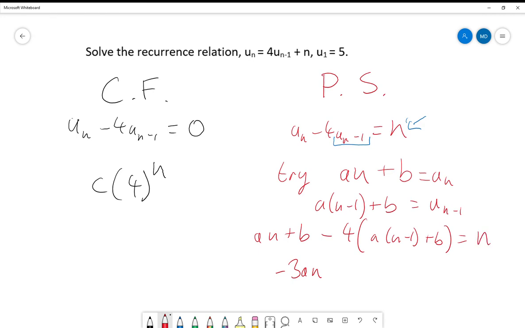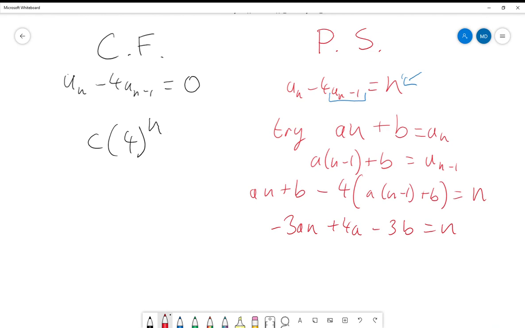Let's remember that. And for our constant term, we're going to end up with plus 4a minus 3b. And that still equals n. And now, matching up our coefficients of our n term, we still have minus 3a is equal to 1. And the coefficient of our constant term, well, we have 4a minus 3b equals 0 in this case.